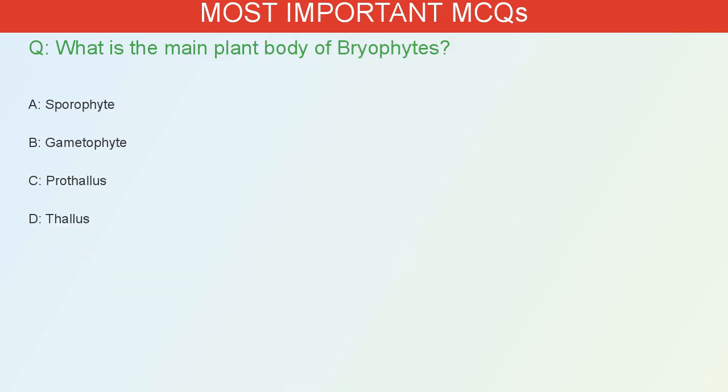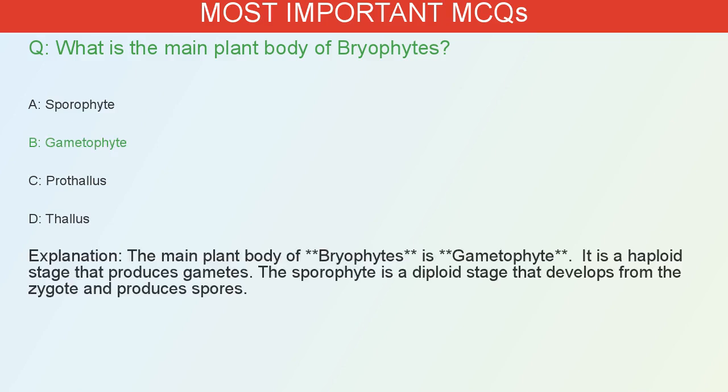What is the main plant body of bryophytes? A. Sporophyte. B. Gametophyte. C. Prothallus. D. Thallus. The correct answer is B. The main plant body of bryophytes is the gametophyte. It is a haploid stage that produces gametes. The sporophyte is a diploid stage that develops from the zygote and produces spores.